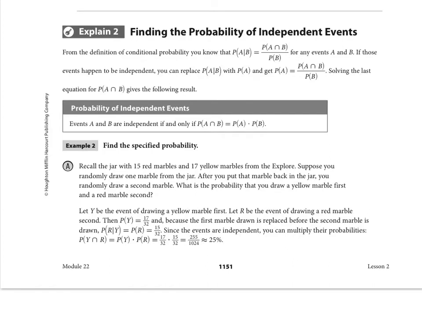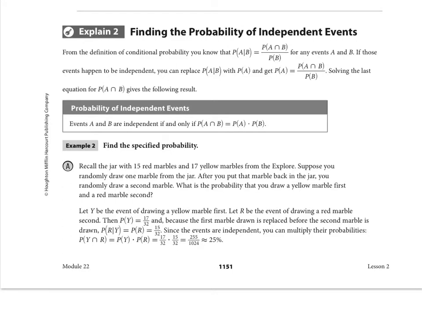We're working through, again, the idea of independent events, and in Explain 2 we're actually talking about how to find the probability of those independent events. We've talked about how to determine whether they are independent in the last video. Now we're going to be calculating probabilities for the remainder of our time together.